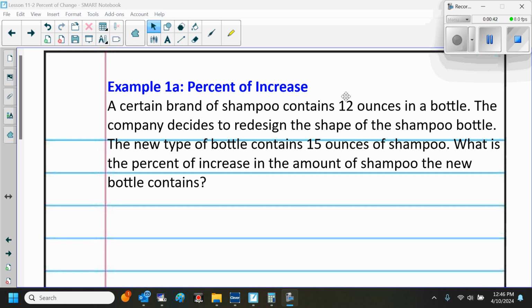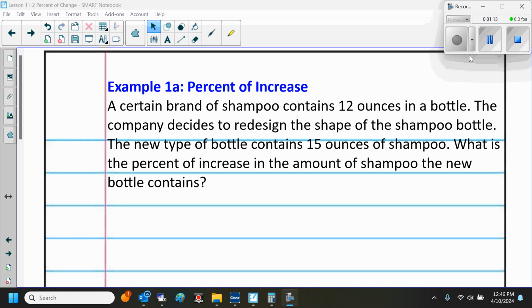All right, so let's take a look at our first example. Example 1a says percent of increase. Now this of course tells you that it's an increase, but we're just going to look to see how this goes. It says a certain brand of shampoo contains 12 ounces in a bottle. The company decides to redesign the shape of the shampoo bottle. The new type of bottle contains 15 ounces of shampoo. What is the percent increase in the amount of shampoo the new bottle contains?